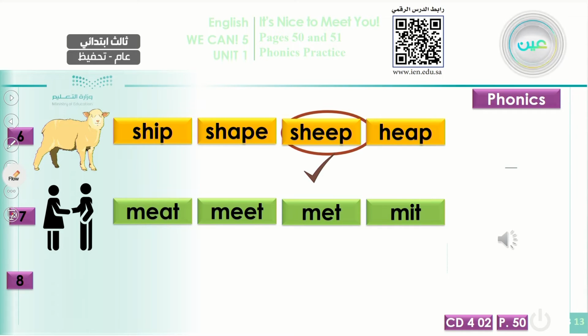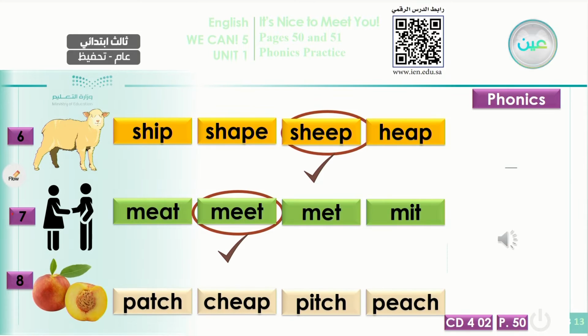And number 7 here is for meet. To meet somebody, but the first one is not the right spelling. It's the right pronunciation, but it's different. So you say meet somebody, meets somebody. That is M-E-E-T. Okay, number 8. This is a kind of fruit called peach.